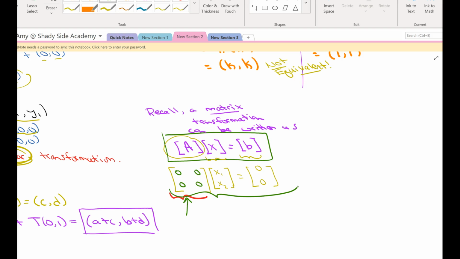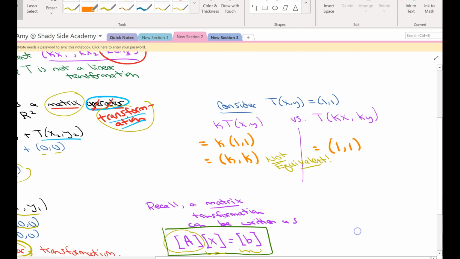So that's kind of the thread that links these three seemingly disparate ideas: linear systems, matrices, matrix equations, and now matrix transformations in the context of linear transformations.